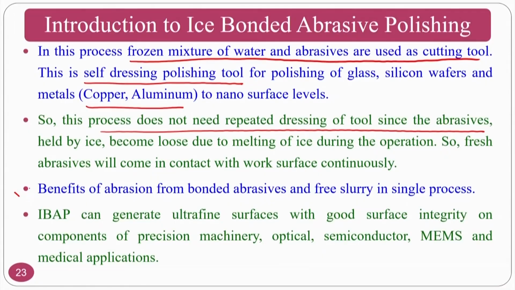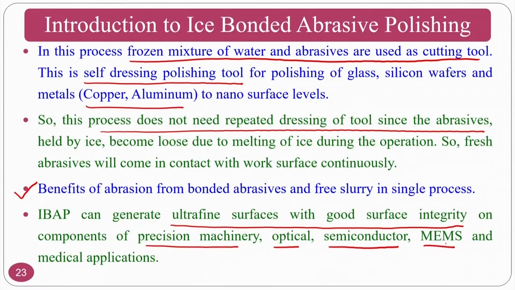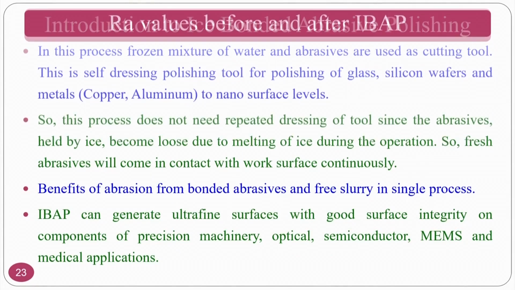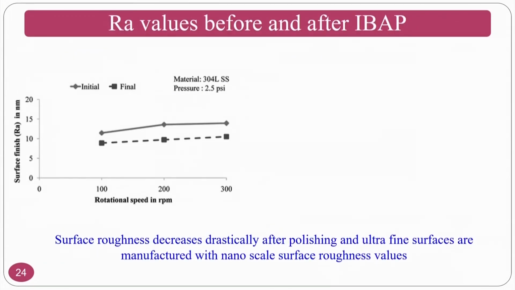So, in between also you can maintain, so that you can do the polishing operation also. So ice bonded abrasive polishing can generate ultra fine surfaces with good surface integrity on the precision machinery, optical, semiconductors, MEMS, whatever. These are the industries that this particular equipment has applications. Okay. Ra values before and after.